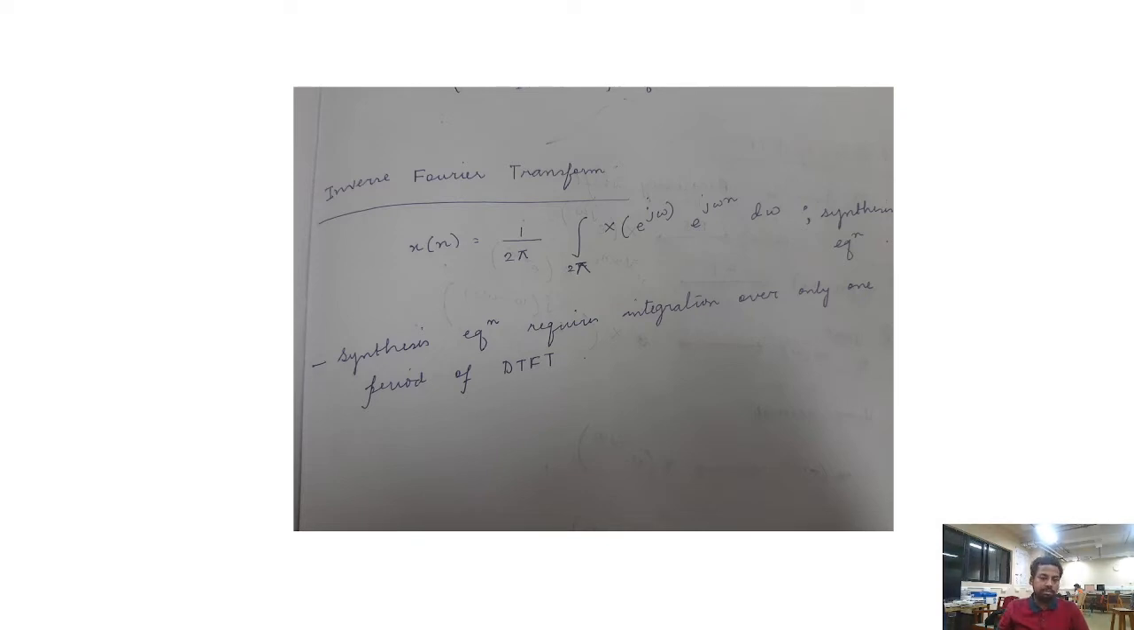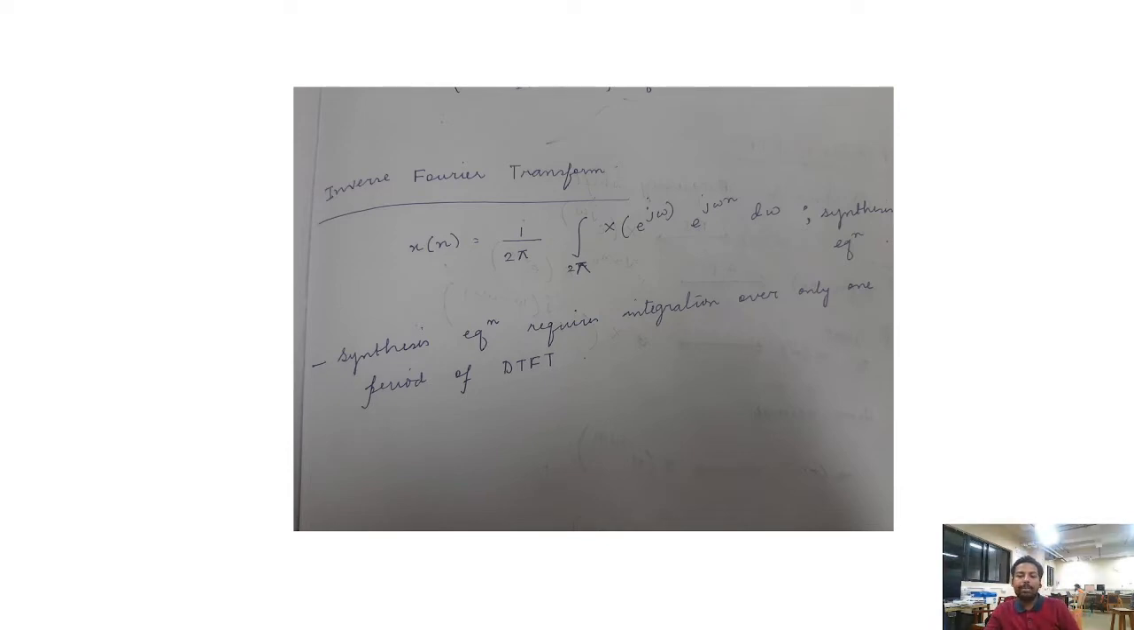So the signal x of n can be extracted from the Fourier transform signal, and it can be given by the formula x of n is equal to 1 by 2 pi over the period 2 pi x of e to the power of j omega into e to the power of j omega n d omega, and this equation is known as the synthesis equation. The previous equation where we obtained the Fourier transform, that is x of e to the power of j omega from x of n, that was called the analysis equation.